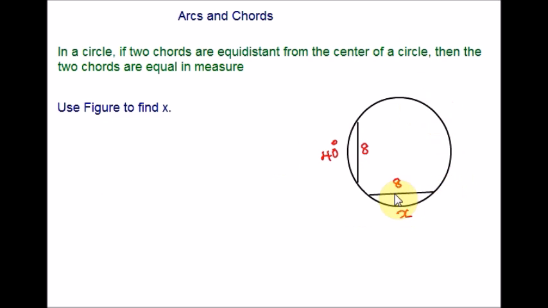A circle with two chords is given. Please note that the measurements of the two chords are given as 8 and 8, so these two are equal. To avoid confusion, let me name the chords.